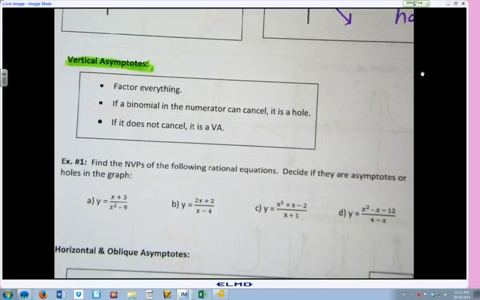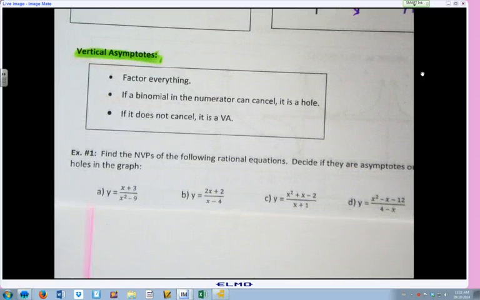Okay, so I'm going to show you with an example, but you factor anything. If you have a binomial on the bottom that can cancel, that's a hole. If it doesn't cancel, it's a vertical asymptote. So grab some paper, because we're not going to have any space on there. And all we're just going to practice right for the first one is just finding vertical asymptotes.